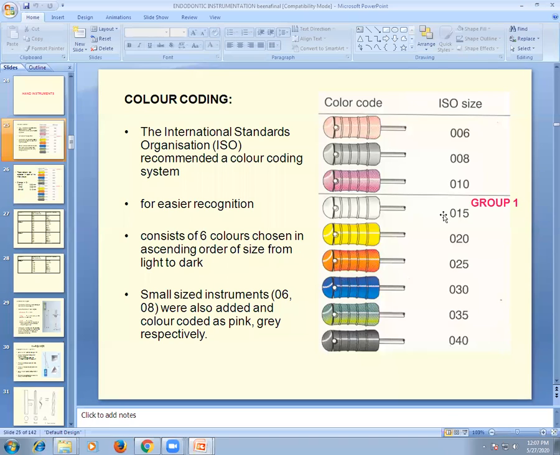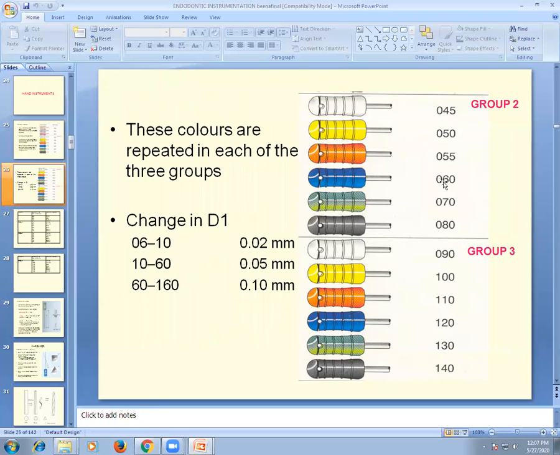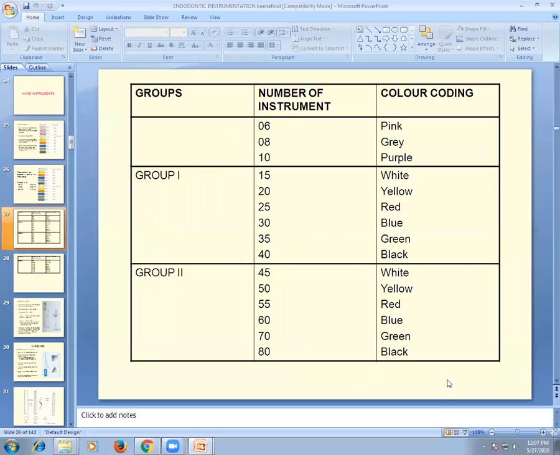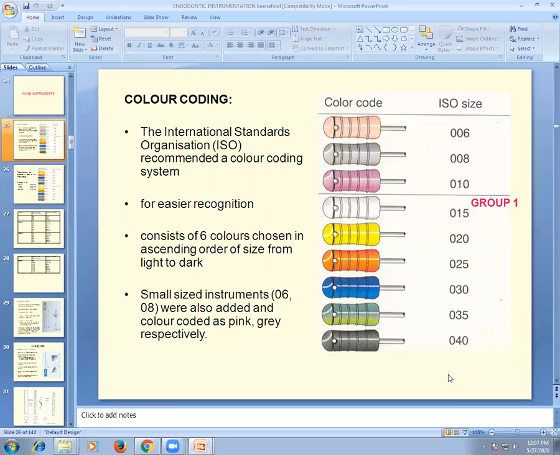This is very, very basic. You need to know this. From 15 to 60, the file advances by 5 units. From 60 onwards, the file advances by 10 units. From 60, it's 70, then 80, then 90, and the highest file you get is number 140. So these are the groups.